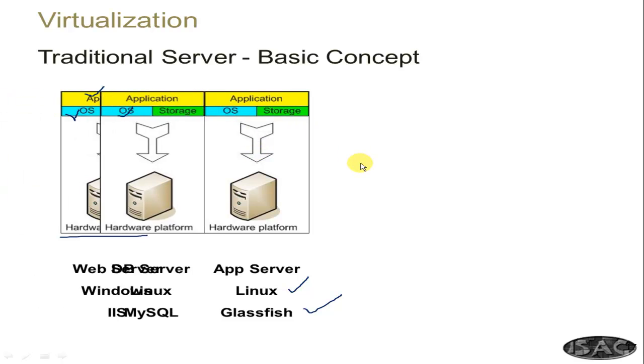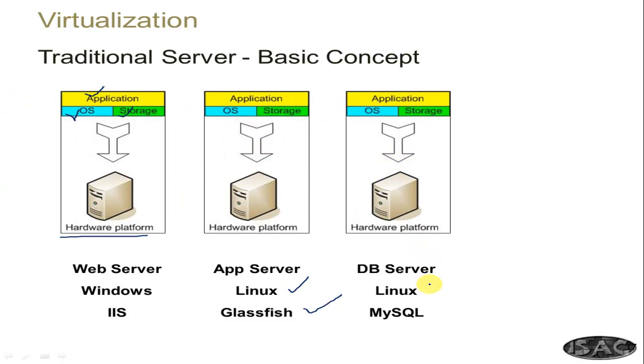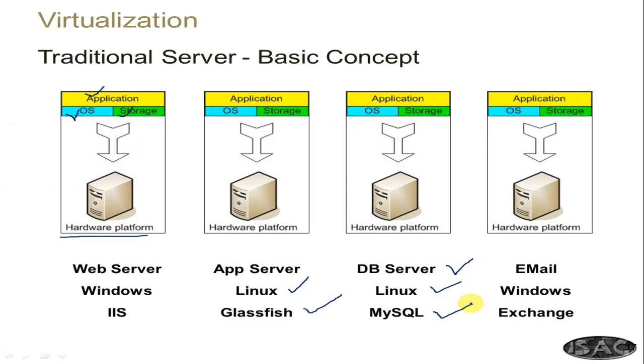Now let us have another server which is again Linux, a database server, and it uses MySQL. This is an email server which is based on Windows and uses Exchange. So we have seen this is a Windows based IIS web server, a Linux based Glassfish application server, and a Linux based MySQL database server. So I have 4 servers. One is a web server, another is an app server, third is a database server, fourth is an email server.